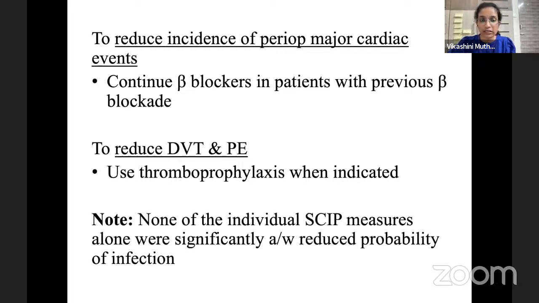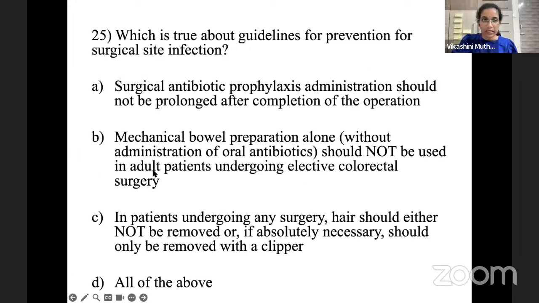An important point to note here is that none of these measures, if done individually, will give you a positive result. All of the initiatives taken by the SCIP project have to be used in conjunction with one another. For example, if you don't maintain glycemic control, like the patient's glucose is around 300, but you still give the appropriate antibiotic, that will not do. We have to use all of these measures in conjunction with each other. Individually using one or two will not help you out. Got it? Now, coming back to our question.